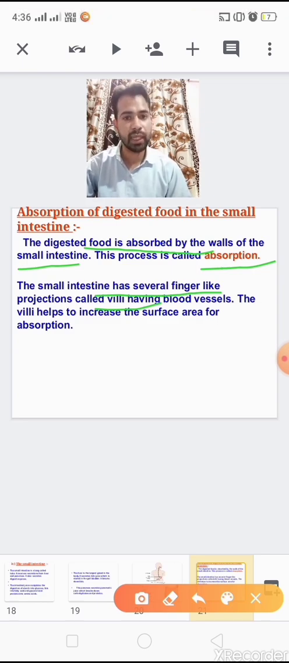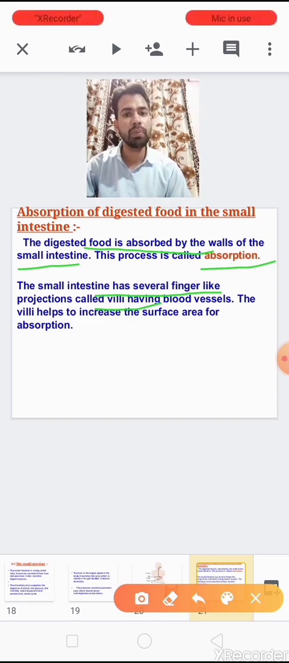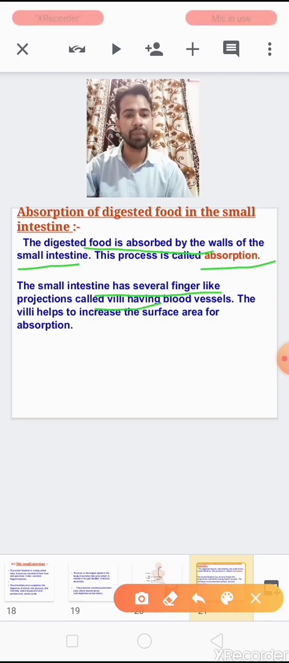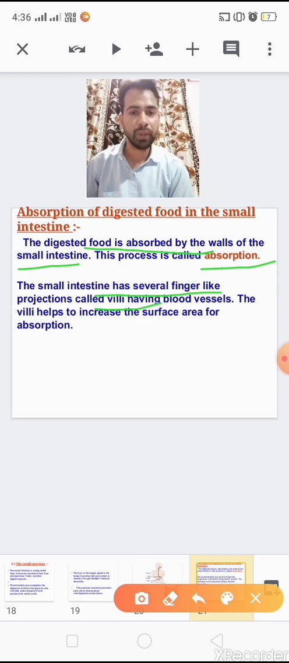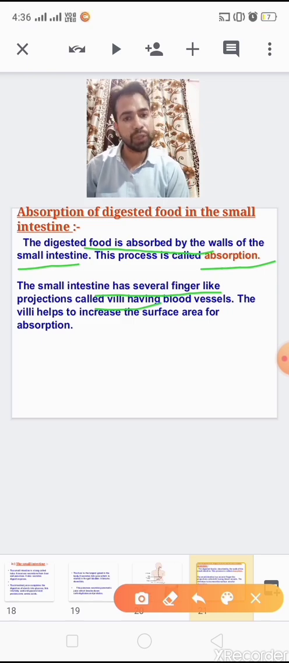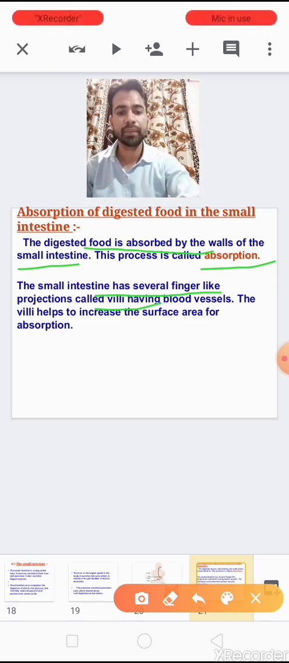Okay, children, absorption is clear to you. The digested food will be absorbed by the walls of the small intestine. Villi play an important role in absorption because they increase the surface area of absorption. Clear about this?